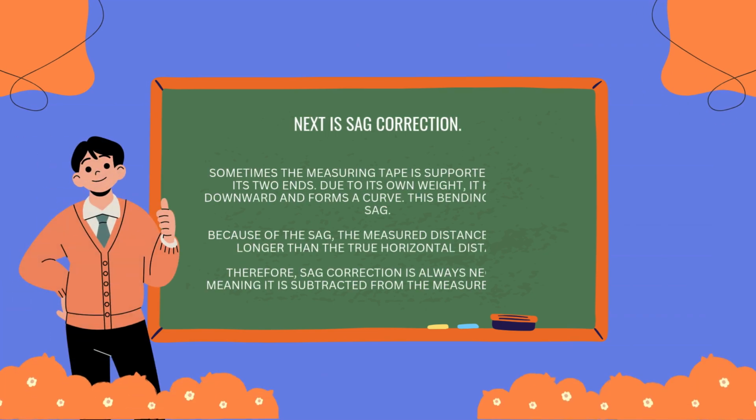Next is sag correction. Sometimes the measuring tape is supported only at its two ends. Due to its own weight, it hangs downward and forms a curve. This bending is called sag. Because of the sag, the measured distance becomes longer than the true horizontal distance. Therefore, sag correction is always negative, meaning it is subtracted from the measured length.